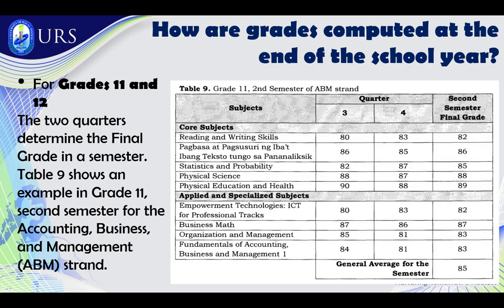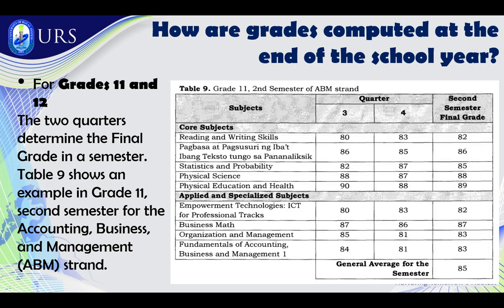So, for grades 11 and 12, the two quarters determine the final grade in a semester. Table 9 shows an example in grade 11, second semester for the Accounting, Business, and Management or ABM strand. So, ibang-iba po talaga yung sa grades 11 and 12 kasi dalawang semester lang po sila. So, pumapasok na po dito yung mga core subjects and applied specialized subjects. And nagbabase po yun sa kinuha nilang strand.